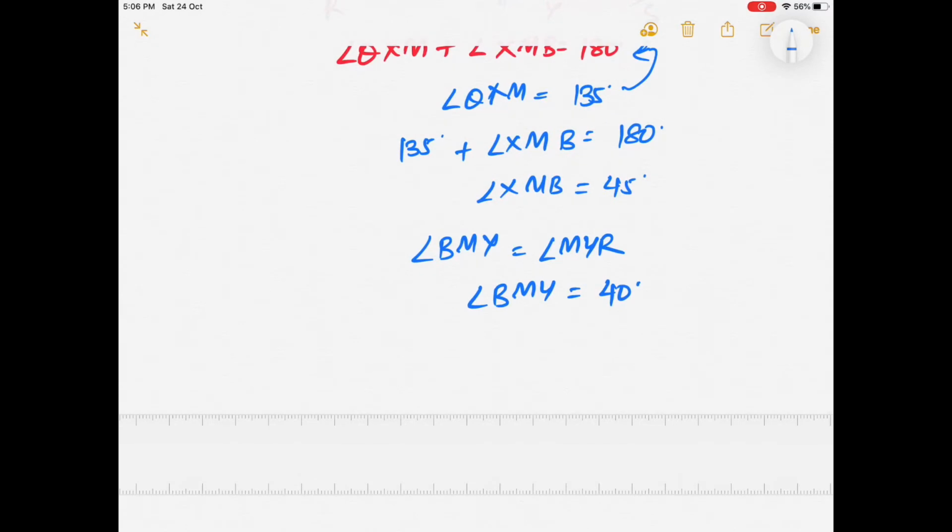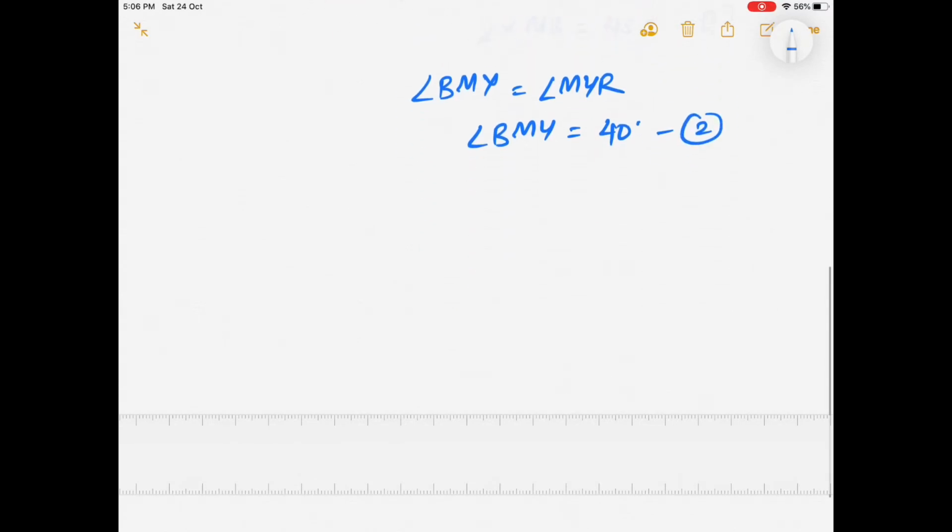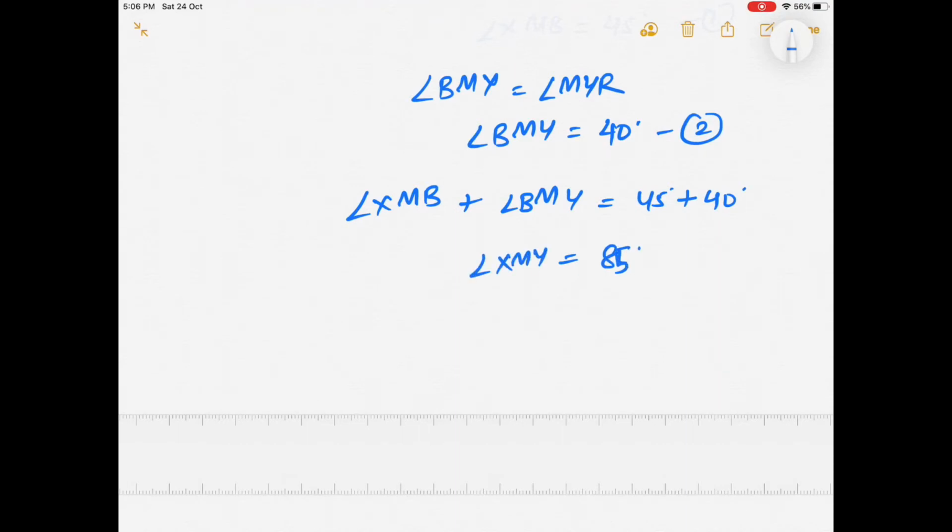So adding 1 and 2, this is our first equation and this is our second equation. Adding 1 and 2, angle XMB plus angle BMY equals 45 degrees plus 40 degrees, and our answer is 85 degrees, angle XMY. Okay, now we got the answer.